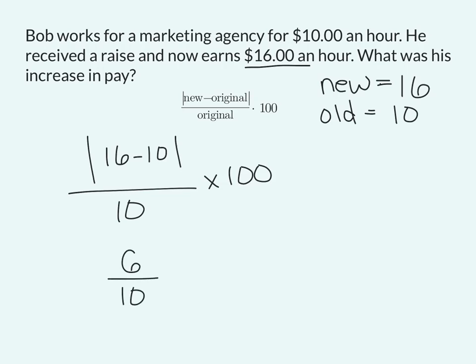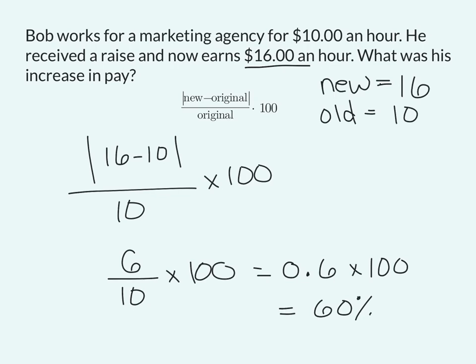And then our denominator is 10, and then we'll multiply that value by 100. So 6 divided by 10 is 0.6, and then 0.6 times 100 is 60%. So my answer is 60%.